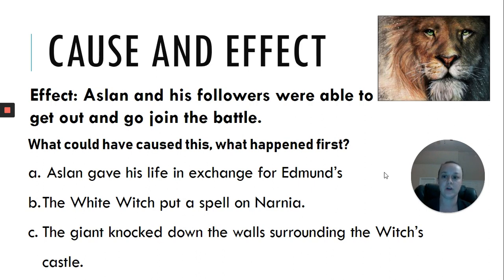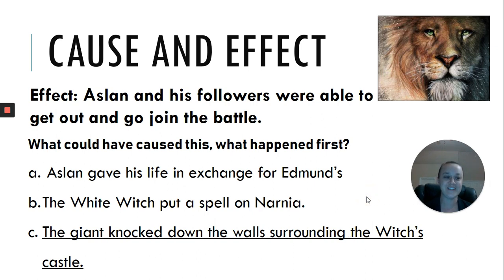What happened first was that Aslan gave his life in exchange for Edmund's, and so Aslan and his followers were able to get out and go join the battle? Was it that the White Witch put a spell on Narnia, and so Aslan and his followers were able to get out and go join the battle? Or was it that the giant knocked down the walls surrounding the witch's castle, and so then Aslan and his followers were able to get out and go join the battle? Okay, think about what happened first. In order for that effect to happen, we would have to have a cause, right? Think about it.